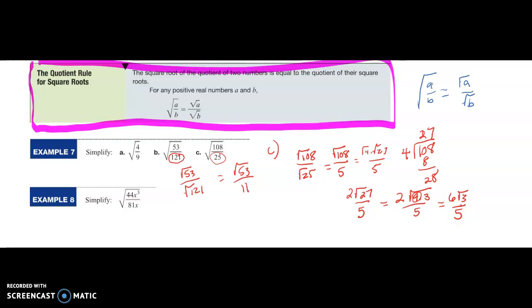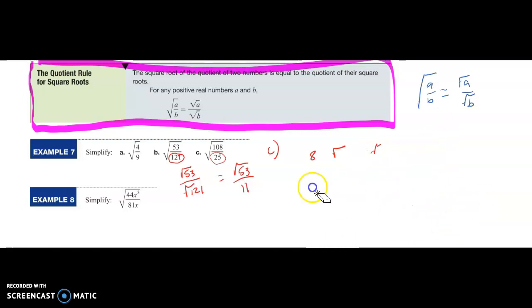Whew, that was a lot of work, but that's how we just keep simplifying and simplifying until it's as simple as we can possibly get. And so that's C. Let's keep looking though. Let's look at what happens if I put variables in the mix of this quotient rule for square roots. So let me clean things up for us.